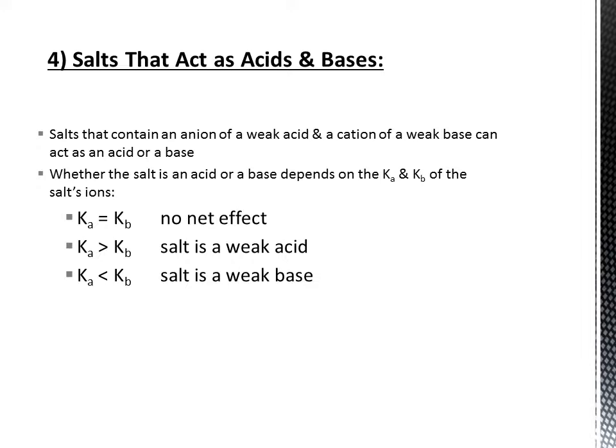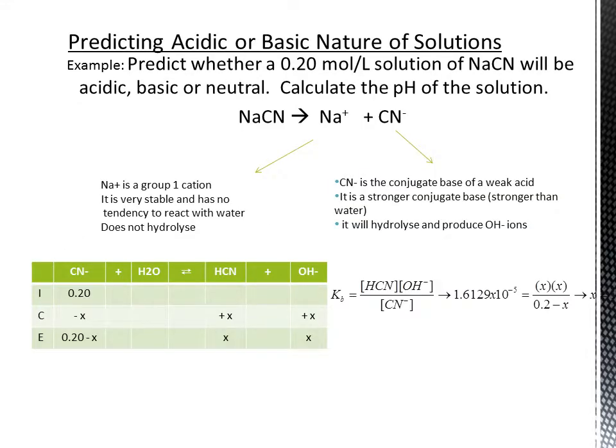However, if the Ka is greater than the Kb, then the salt will result in an acidic solution. If the Ka is less than the Kb, then the salt will be a basic solution. So that's the qualitative aspect. Let's look at the quantitative aspect. Here's an example of a problem you would need to solve: predicting whether a 0.2 molar solution of sodium cyanide would be acidic, basic, or neutral.